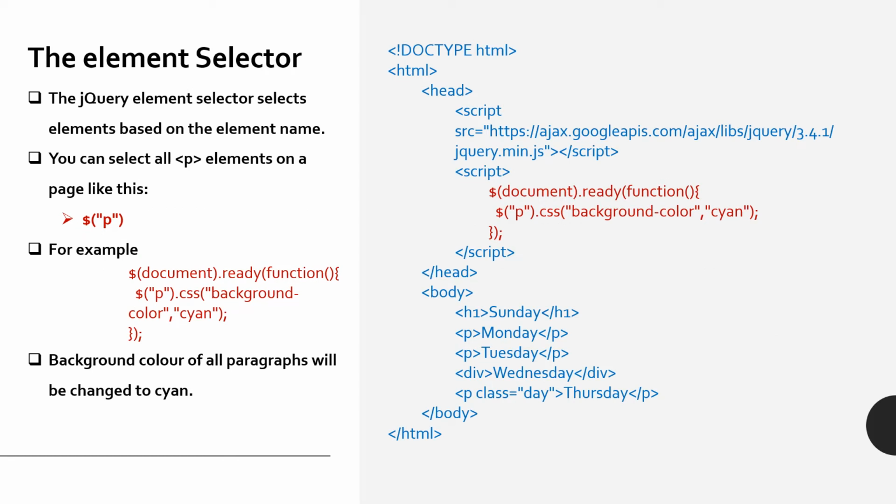Now we are going to discuss the element selector. The element selector selects elements based on the element name. Suppose we want to select all paragraphs, you can specify $('p'). P refers here to the paragraph tag.